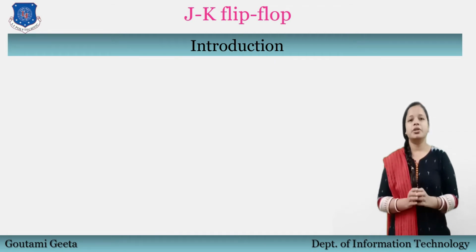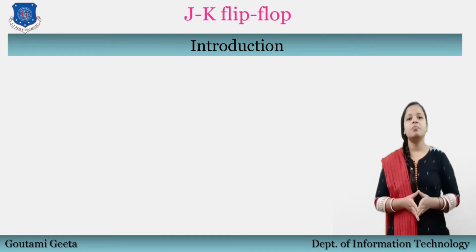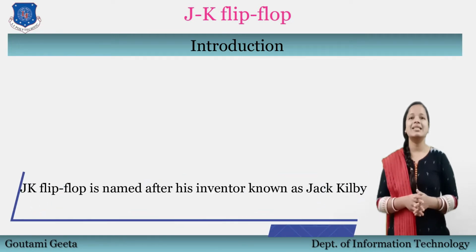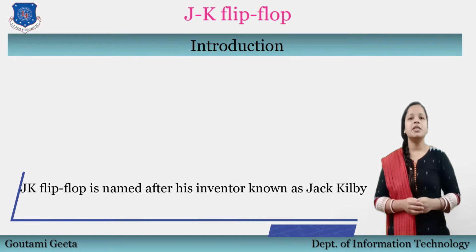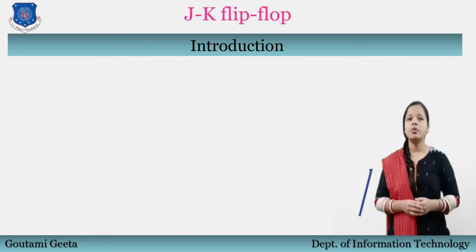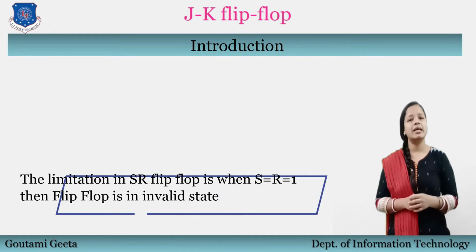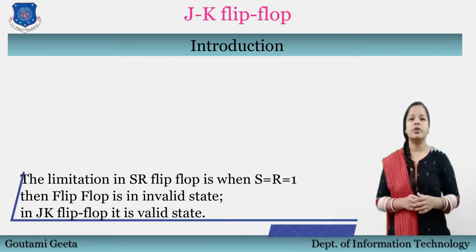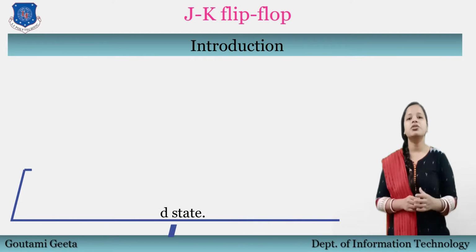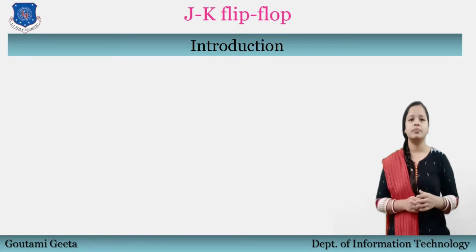Let's start with the introduction. The JK flip-flop is named after its inventor, Jack Kilby. It is similar to the SR flip-flop, where the inputs are the same as J is equal to S and K is equal to R. But the difference is that the JK flip-flop is defined also when both inputs are 1. The limitation in the SR flip-flop, when S is equal to R is equal to 1, is an invalid situation. Here in the JK flip-flop it is valid, so the limitation of the RS flip-flop is removed.